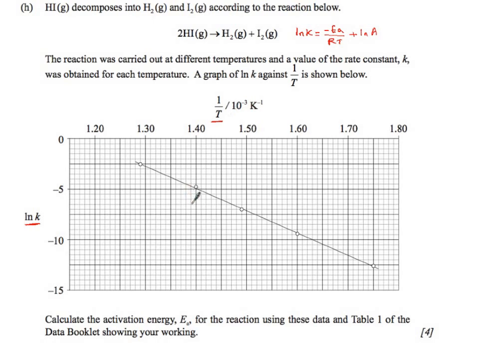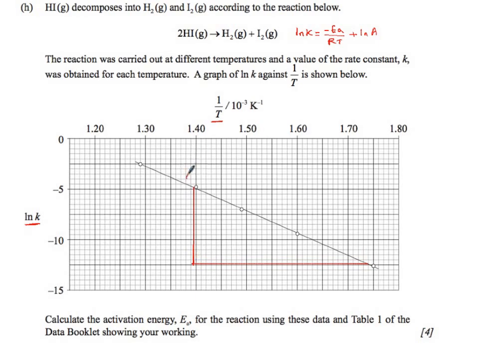Now, in order to calculate Ea, I'm looking for the slope, so I pick two points that are easier to read. This point here versus this. So this is my sort of triangle. And then I have the two points, and I simply calculate the slope.